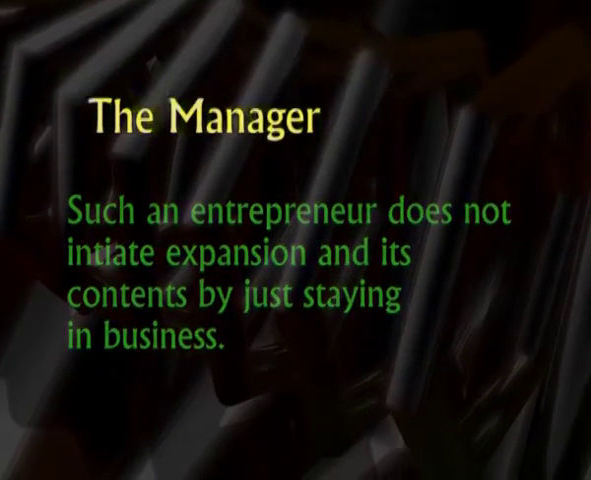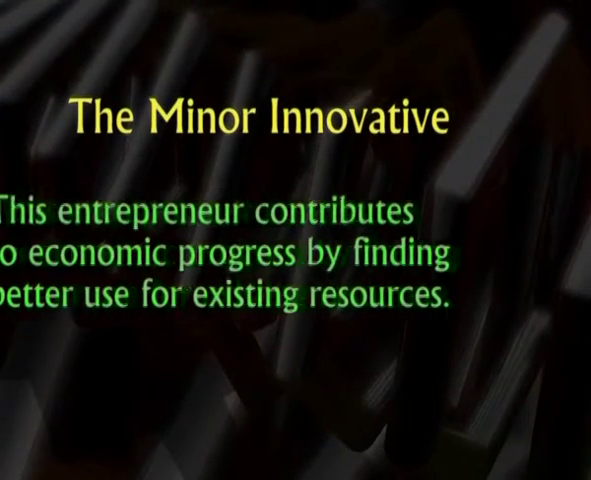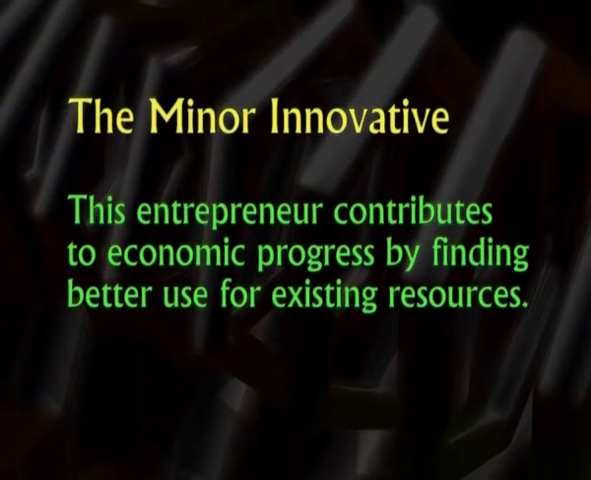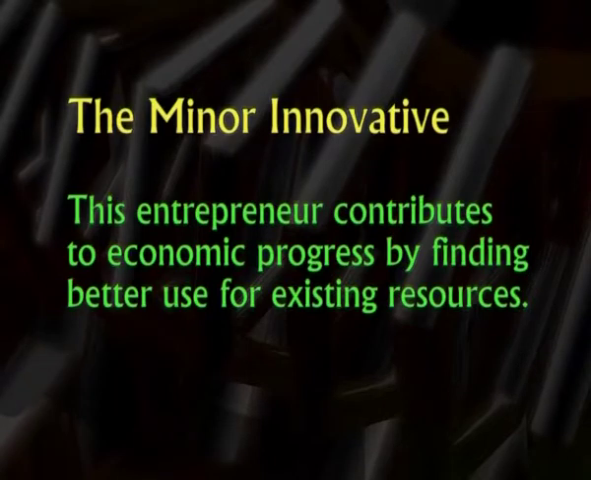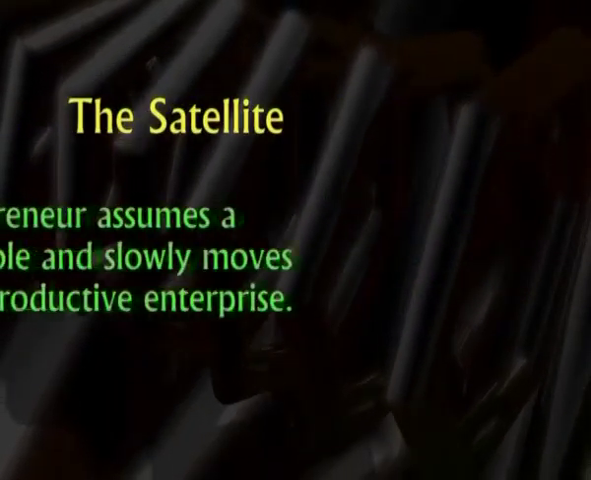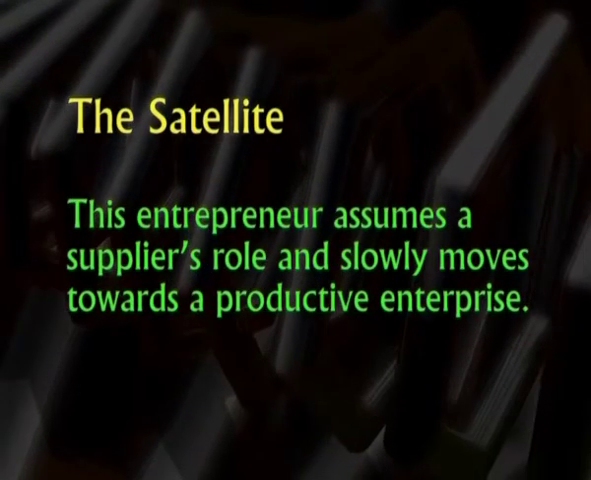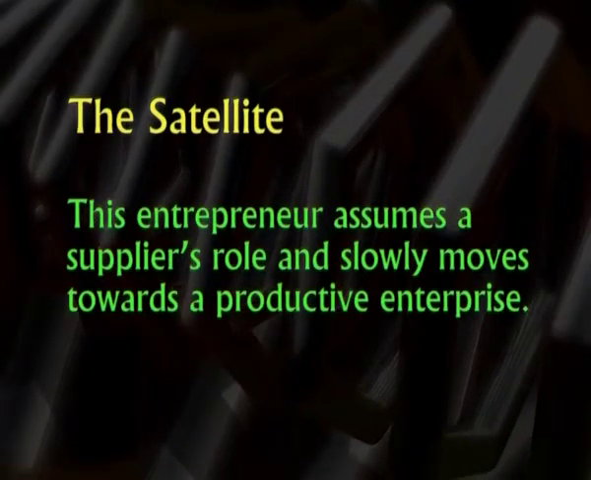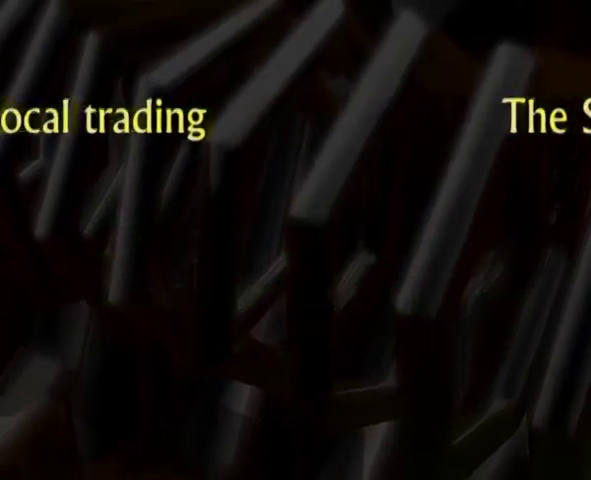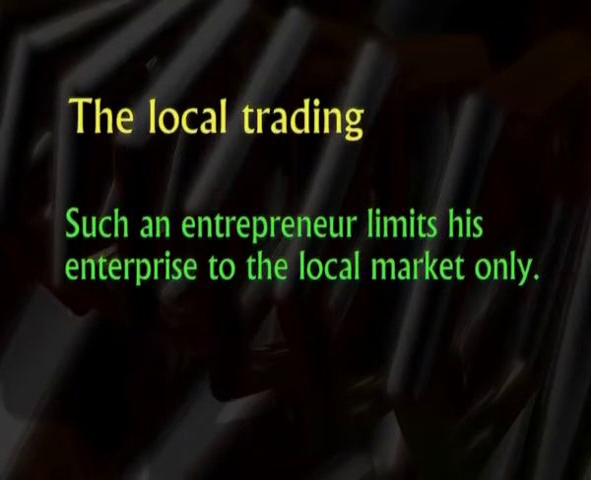Now, the third one is minor innovator. This entrepreneur contributes to economic progress by finding better use for existing resources. Now, the fourth entrepreneur is the satellite. This entrepreneur assumes a supplier's role and slowly moves towards a productive enterprise. And the last one is the local trading. Such an entrepreneur limits his enterprise to the local market only.